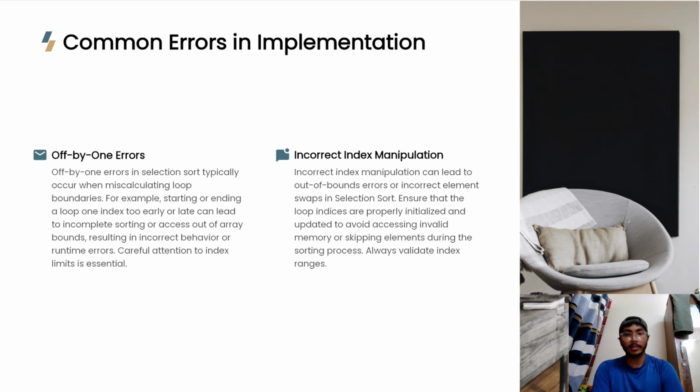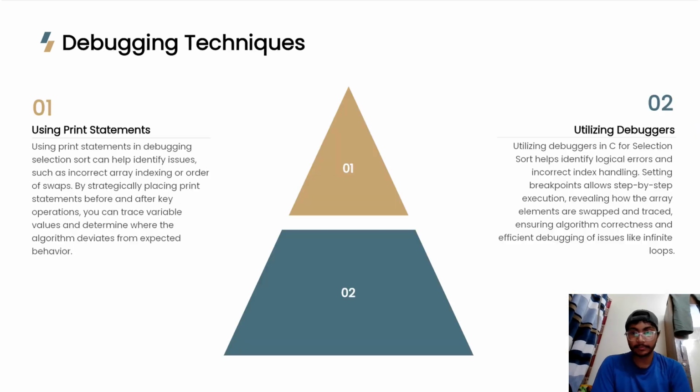Incorrect index manipulation. Incorrect index manipulation can lead to out of bounds errors or incorrect element swaps in selection sort. Ensure that the loop indices are properly initialized and updated to avoid accessing invalid memory or skipping elements during the sorting process. Always validate index ranges.